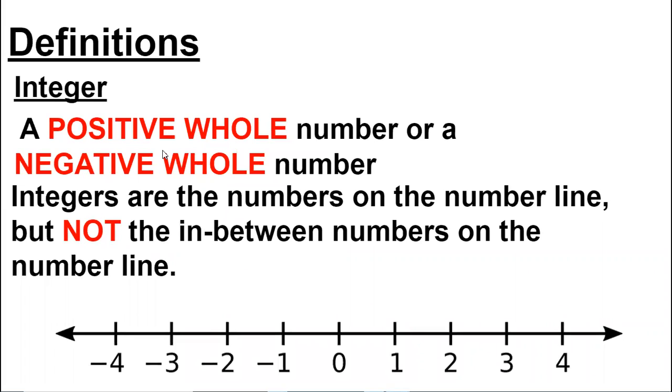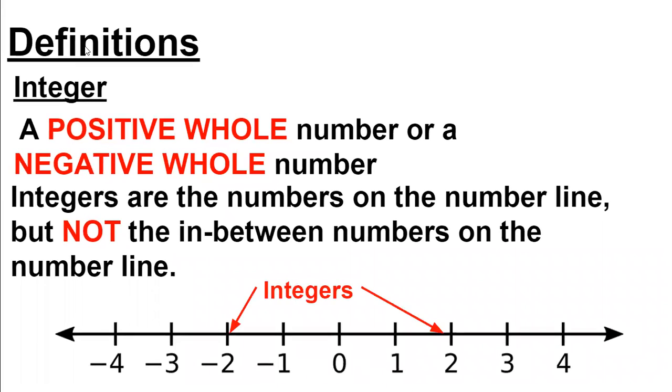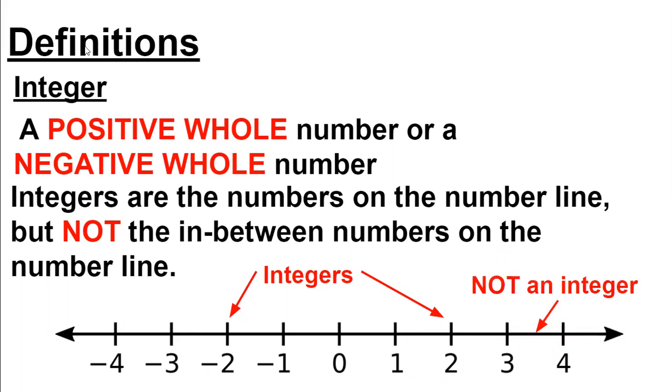But integers are not the numbers in between. So -2 would be an integer. 2 would be an integer. But for example, 3.5, that point might be about 3.5, is not an integer because it's not a whole number. Keep that in mind.